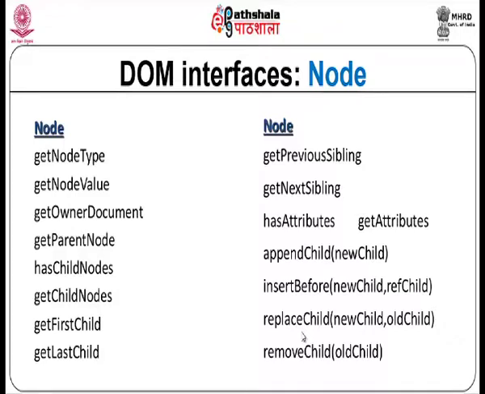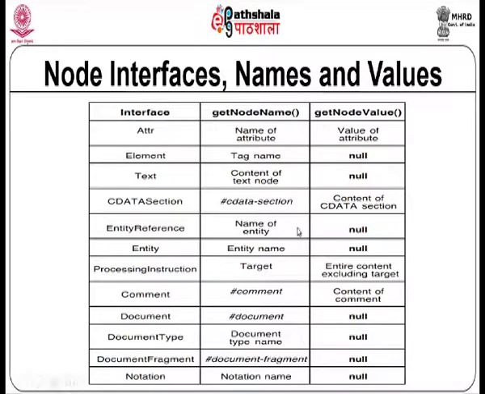So, DOM is a model where you can also build your XML document. You can add elements or attributes or text nodes, or you can remove, delete, or even replace them. All manipulations can be done to the XML document using a DOM model. And these are the different node interfaces, names and values.